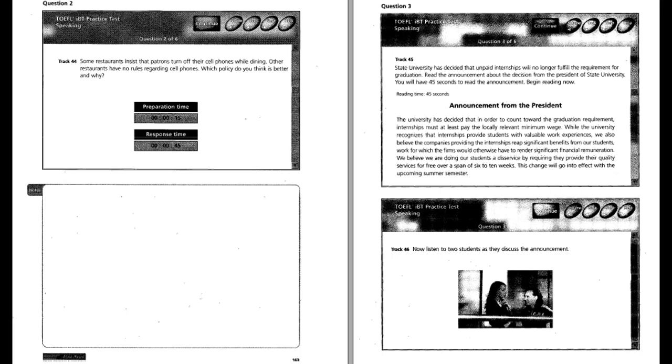Now listen to two students as they discuss the announcement. What a big mistake. What do you mean? The president's right. I've talked to a lot of seniors and they did important work. Projects that companies sorely needed and that required advanced skills and in-depth knowledge. And still they weren't paid a cent. Most of the seniors I talked to were paid, but that doesn't mean they should have to be.